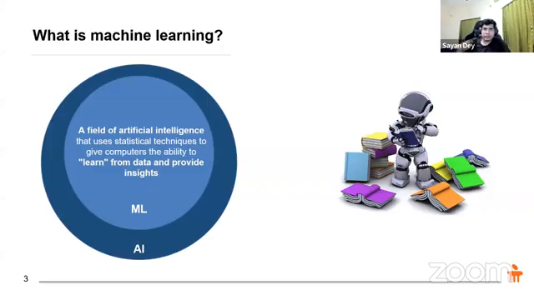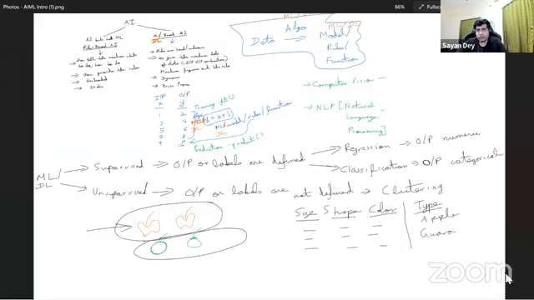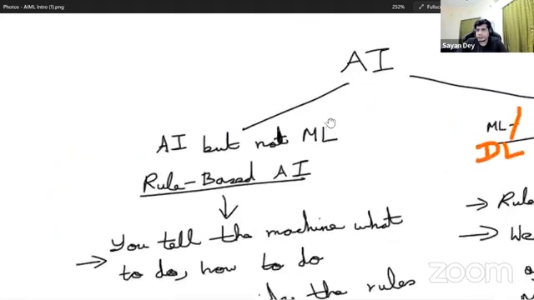What is the actual difference? So if you can induce intelligence in a non-living being, that is for artificial intelligence. That's the broadest way to look at it. But what is machine learning? Machine learning is a subset. So to understand this a little bit more specifically, let's come to this particular whiteboard.